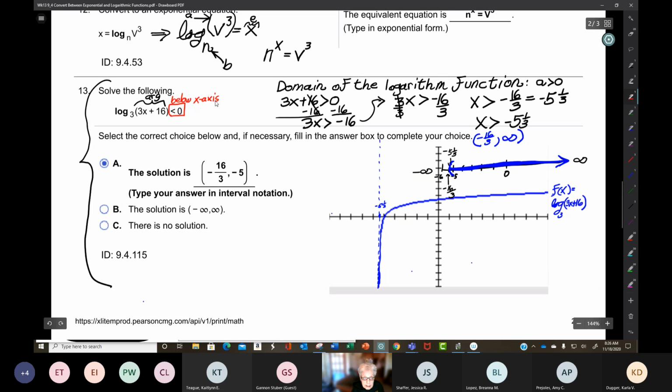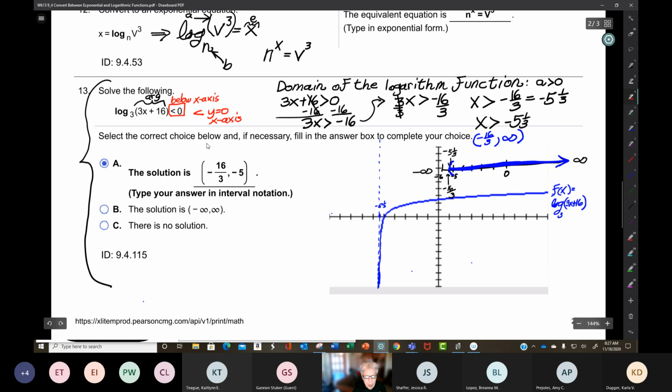The 0 means less than the line. Lying to you? Oh, no, I'm not lying to you. Less than the line y equals 0. The line y equals 0 is the x-axis. They are the same. So we're looking for the part of this inequality that is below the line y equals 0, which is the x-axis.